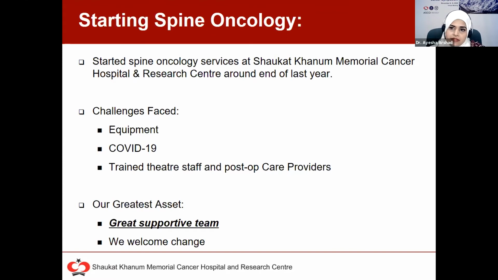Then COVID happened, something that has even paralyzed the developed nations, so what to talk about in countries like Pakistan. That has slowed us down a lot. Then, since we were not doing spinal surgeries very frequently before that, we were wanting in terms of trained theater staff for conducting or assisting spinal surgeries. And of course, the post-op care of these patients, including physiotherapy, rehabilitation, and immediate post-op care as well.